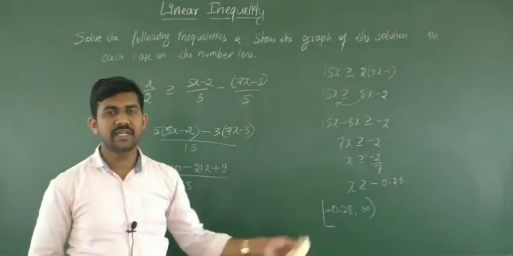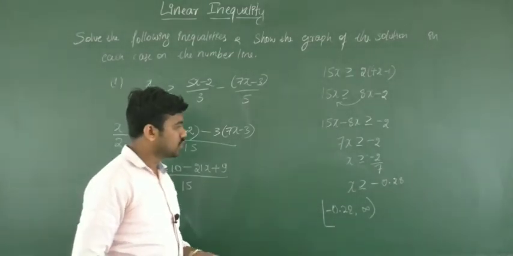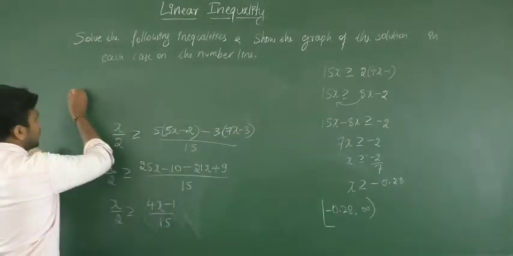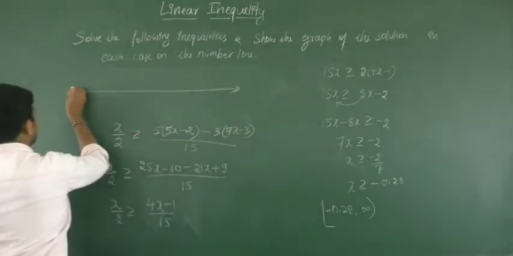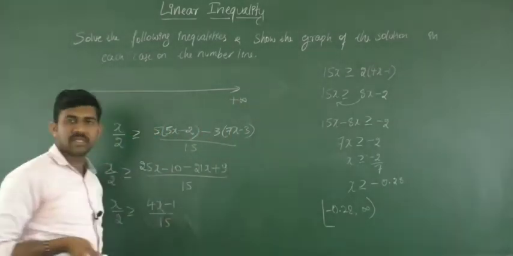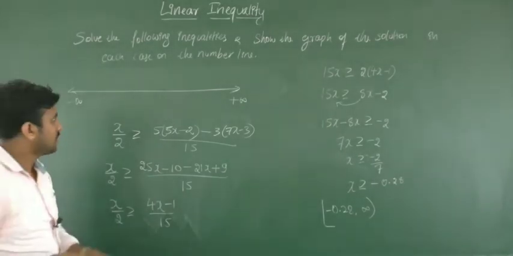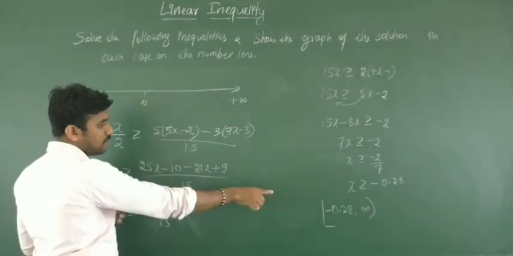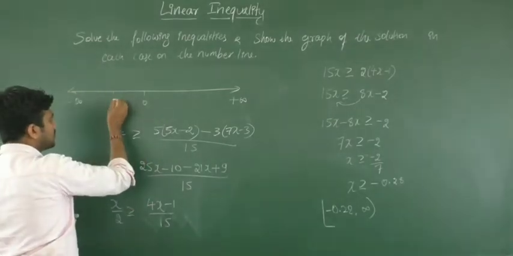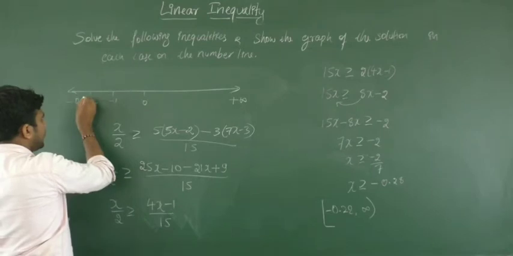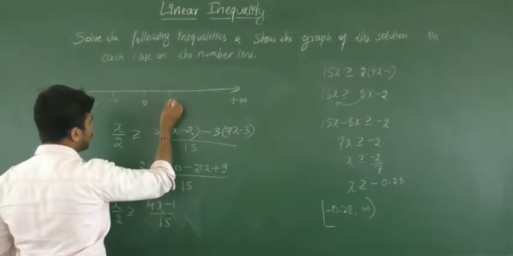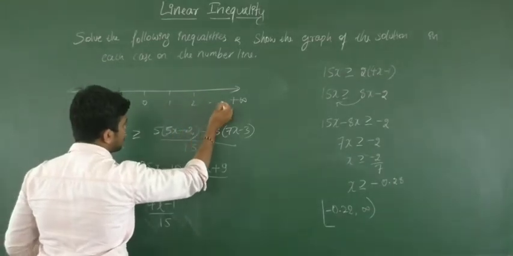So how to show that on the number line? To show that on the number line, we have to draw a number line, minus infinity to plus infinity. Now mark the points on the number line such that we need the point minus 0.28. Here 0, on the left hand side minus 1, minus 2, and it decreases. So write 3 dots here, and here 1, 2, and it increases. Okay, 3 dots.